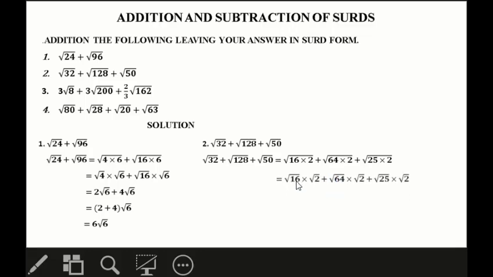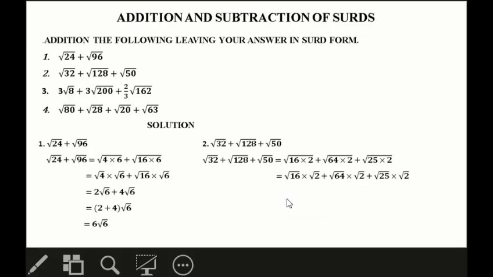Then the next part is to split each one of them. So for the first expression here, we are going to get the root of 16 times the root of 2, plus this expression here will give us the root of 64 times the root of 2. This expression over here will give us the root of 25 times the root of 2.